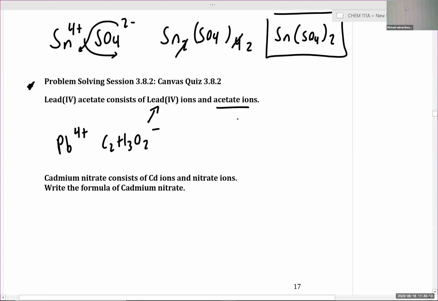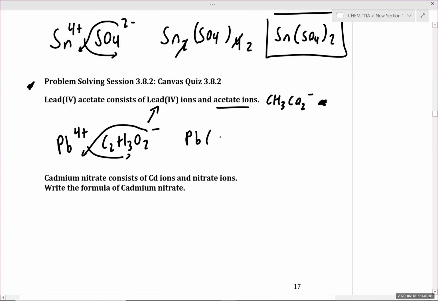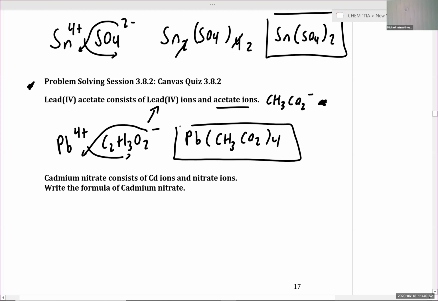Yep. Another way of writing acetate would be CH3CO2 minus. This is preferred if you're potentially taking organic because it provides more structurally rich information on how the atoms are connected, but both methods of portraying acetate are fine. I will prefer to use this method though. Anyway, so we'll take our charges and cross them, and that in turn gives us lead with 4 acetate anions. So this is the formula for lead 4 acetate.